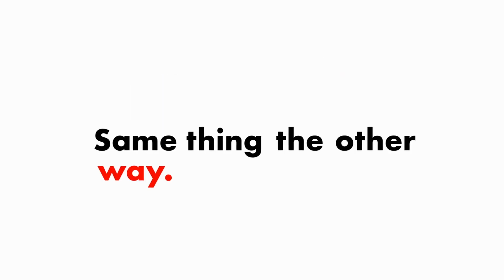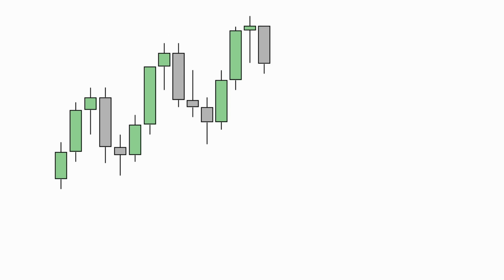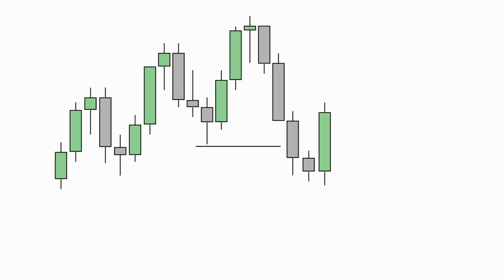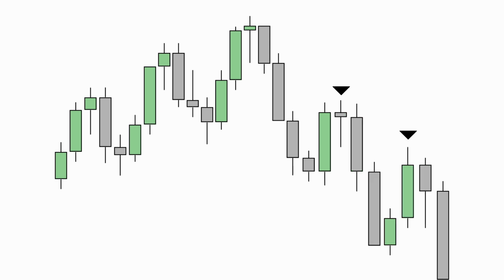Same thing the other way. You're in an uptrend. Higher highs, higher lows. Then price suddenly drops and breaks the last swing low. Then it bounces but fails to reach a new high. A lower high forms, then price drops again. Now you've shifted to bearish.